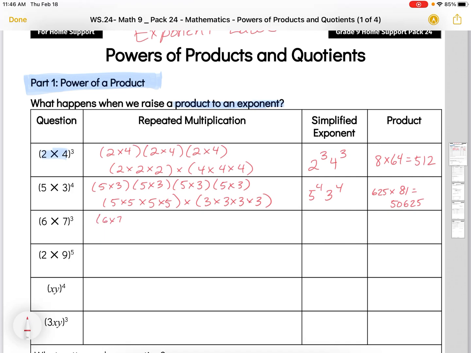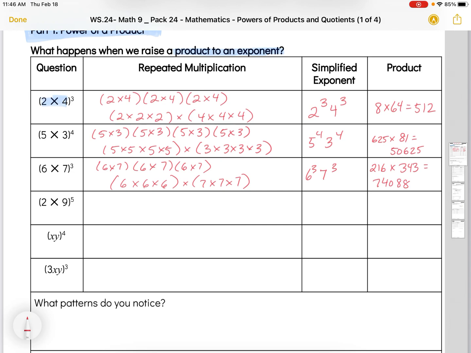Okay. All right. Next one. So I have 6 times 7 times 6 times 7 times 6 times 7. So I'm going to collect all my 6s, 6 times 6 times 6. And then I'm going to collect all my 7s, 7 times 7 times 7. So I would get 6 to the 3 times 7 to the 3. Now I can evaluate that. 6 to the 3 is 216. And 7 to the 3 is 343, which equals 74088.